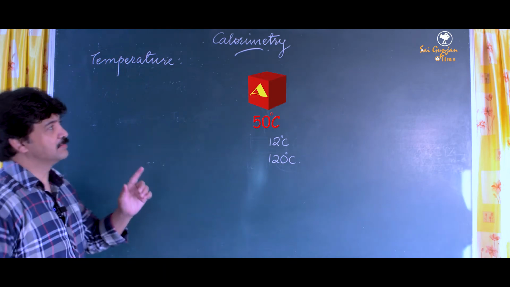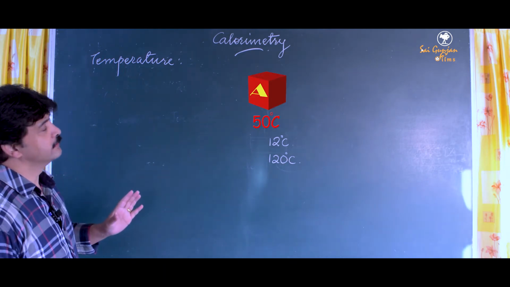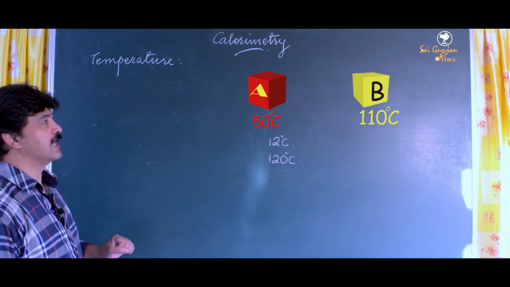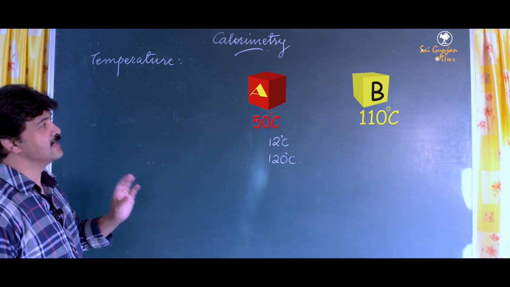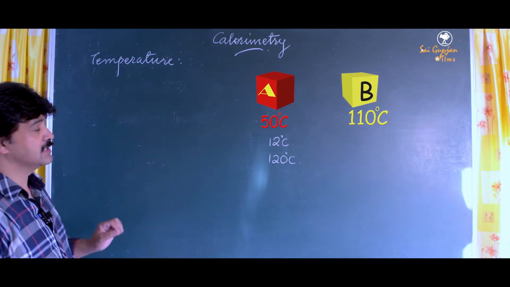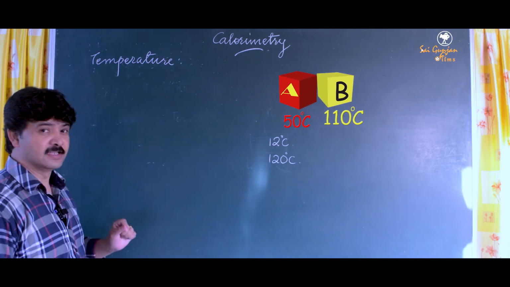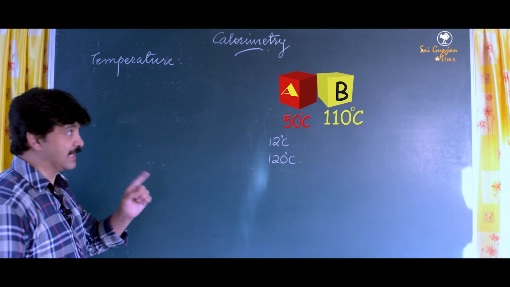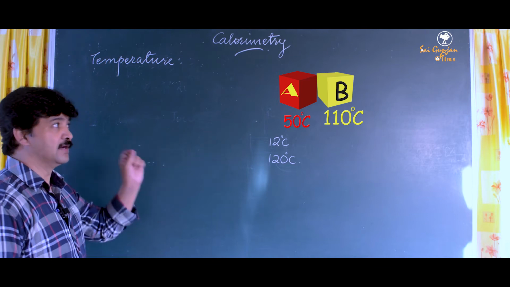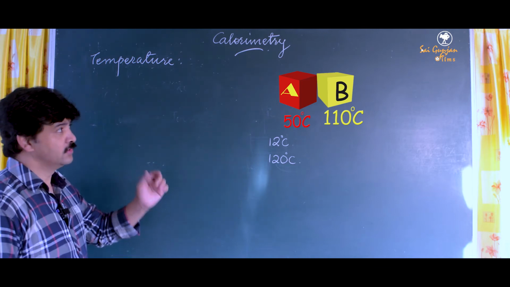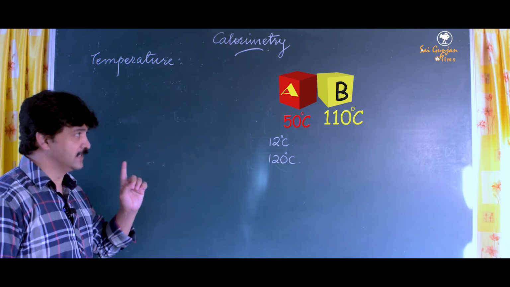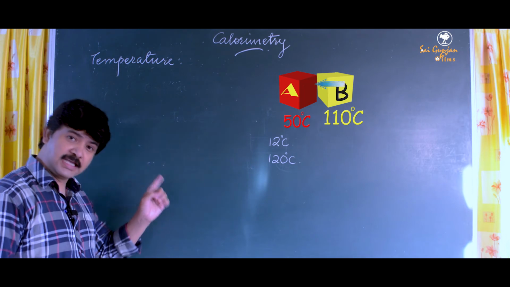Let A be an object at 50 degrees Celsius and B be another object at 110 degrees Celsius. When these two bodies are brought in contact, there will be transfer of energy. That means there will be transfer or flow of heat, isn't it? Now, will the heat flow from B to A or A to B? It will flow from B to A.